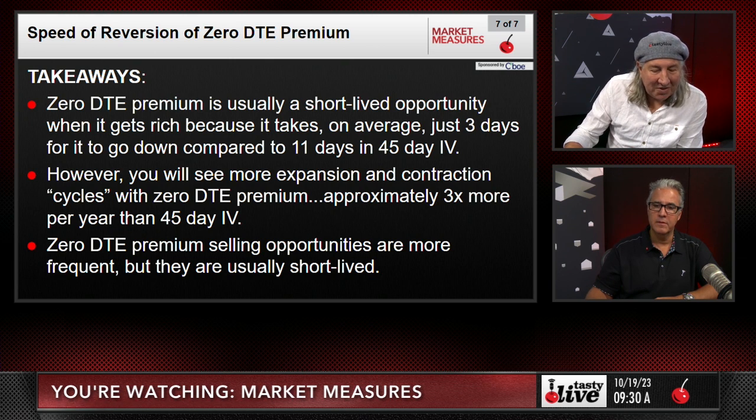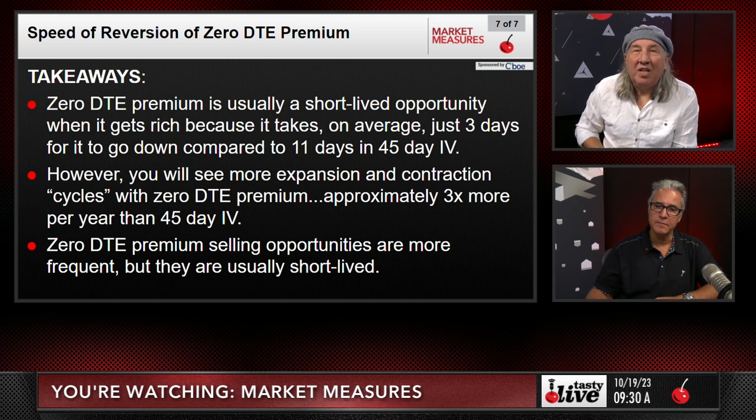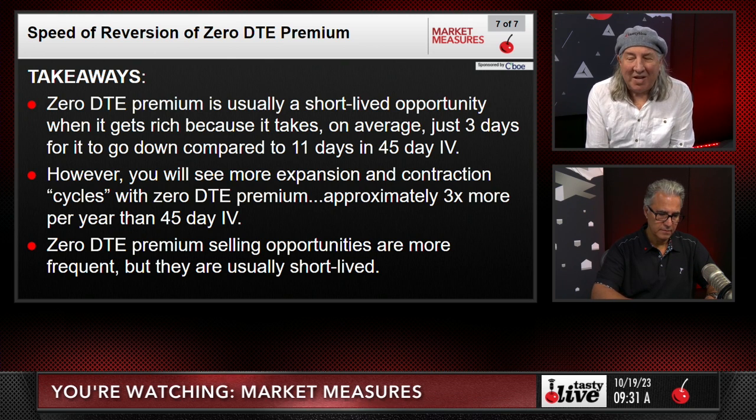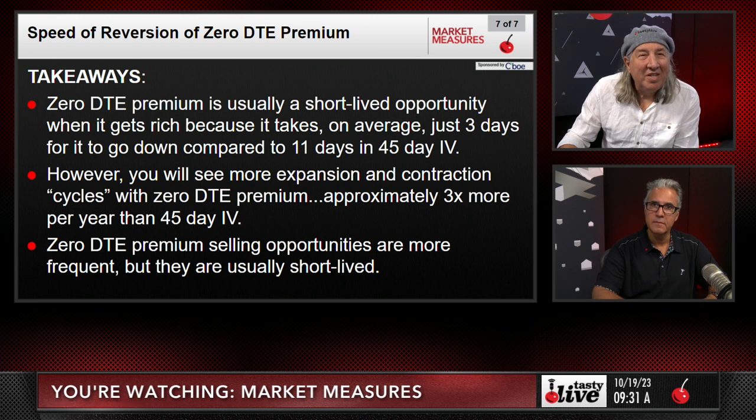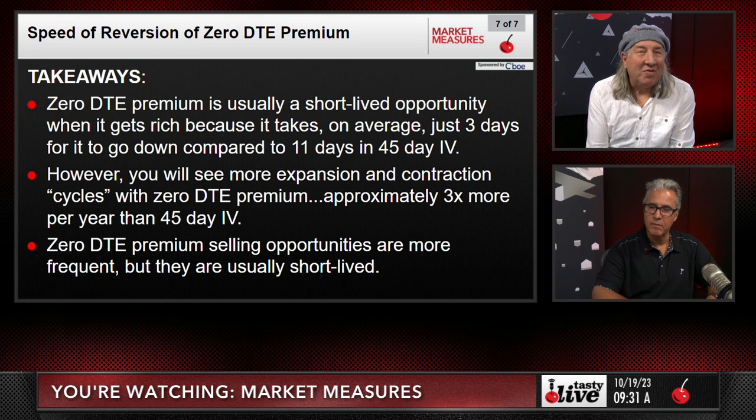Let's do some of the takeaways. 0 DTE premium is usually a short-lived opportunity when it gets rich because it takes on average just 3 days for it to go down compared to 11 days in the 45-day IV. Okay, that's good to know. However, you will see more expansion and contraction cycles with 0 DTE premium, approximately 3 times more per year than the 45-day implied volatility. Okay, that's also cool. And 0 DTE premium selling opportunities are more frequent, but they're usually short-lived. That's a master of the obvious.